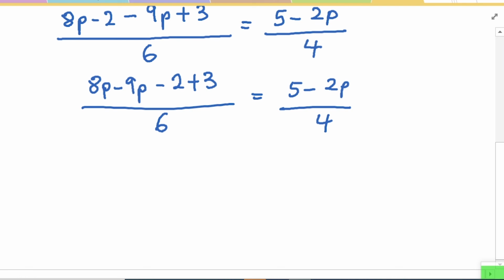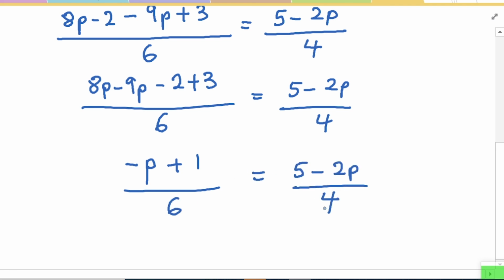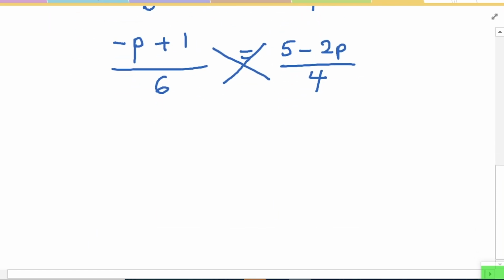From there, what is 8 minus 9? That is going to give us negative 1. So it's 8p minus 9p, which is negative p. Negative 2 plus 3 gives us plus 1, all over 6, is going to be 5 minus 2p over 4. Well, let's cross multiply to make it a flat equation. When we cross multiply, what we have here is 4 outside the brackets, 4 times negative p plus 1. That is along the diagonal. Then along this diagonal, this is going to be equal to 6.